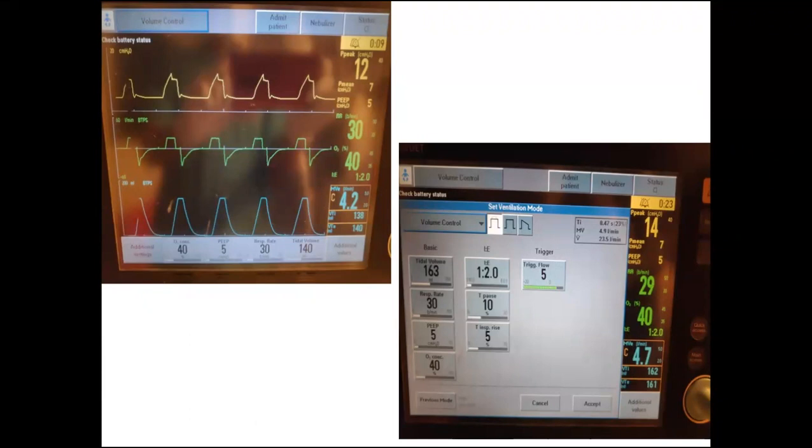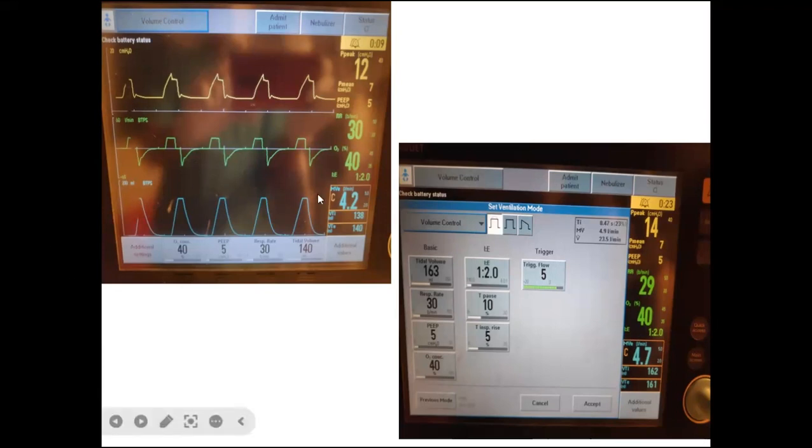But for exam purposes, if flow is constant, it is volume control. If pressure is constant, it is pressure control. But you need to check in the ventilator what you're actually controlling. Even in volume control, you can have a decelerating flow. So by just seeing the flow, you cannot tell it is volume control with the new ventilators.